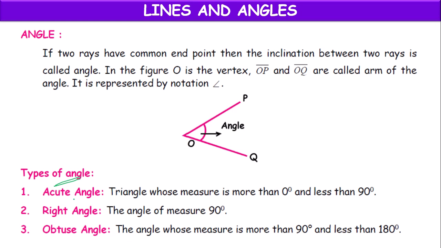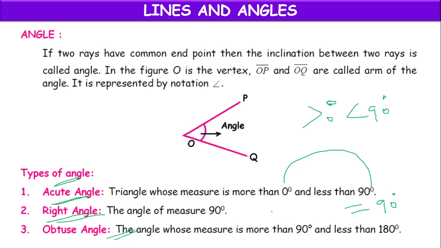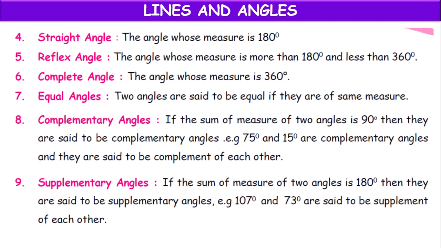And types of angles, children. We have the acute angle, whose measurement is greater than 0 degrees and less than 90 degrees. Right angle: if its value is exactly equal to 90 degrees, then it is called a right angle. Obtuse angle: if the angle value is greater than 90 and less than 180 degrees, then it is called an obtuse angle. So we have three types of angles: acute, right, obtuse. Some more types are there.